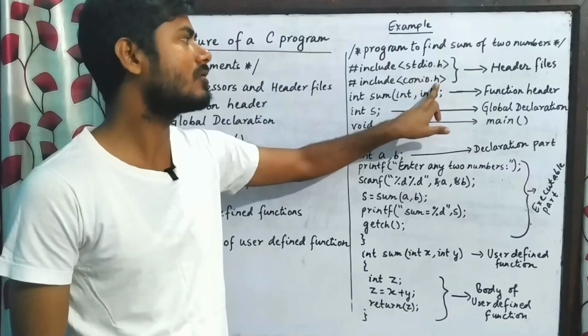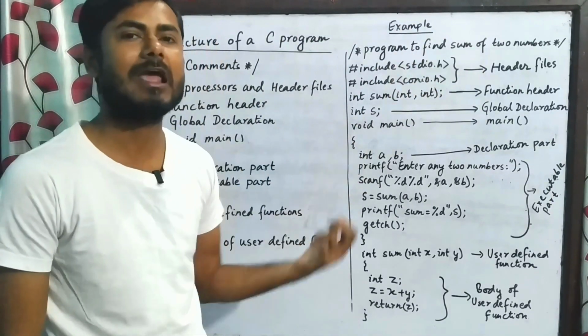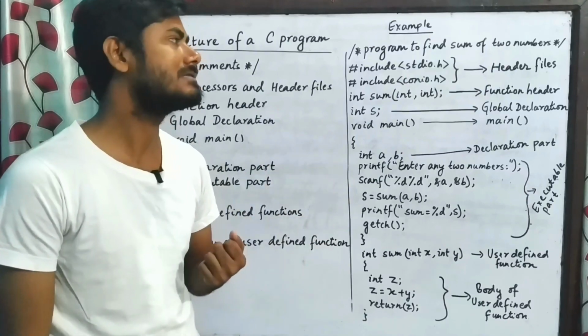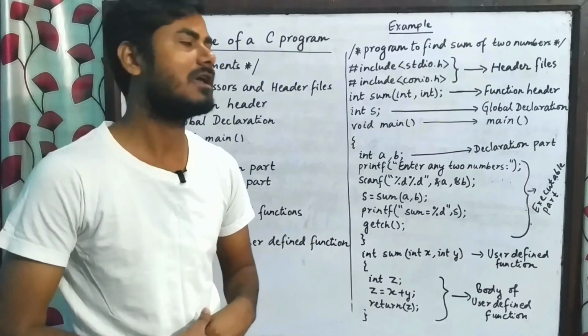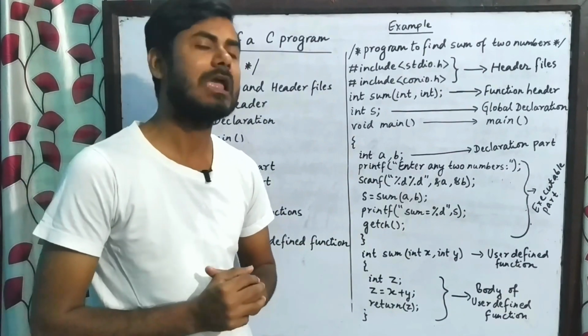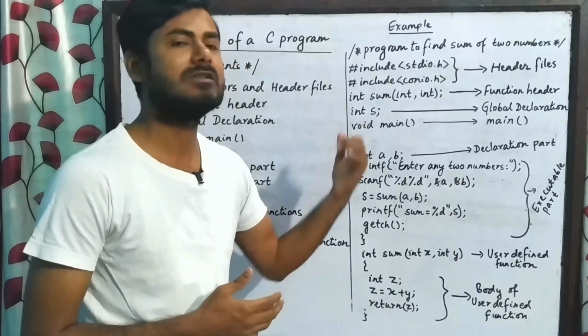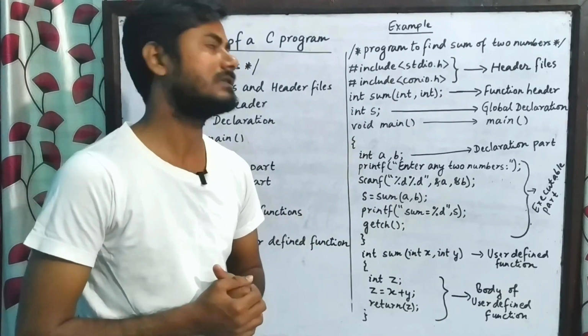Similarly, there is the conio.h header file. So there are different types of header files, math.h, string.h. Different header files are used within a program. And if we want to access any library functions, then through these header files only we can access them.